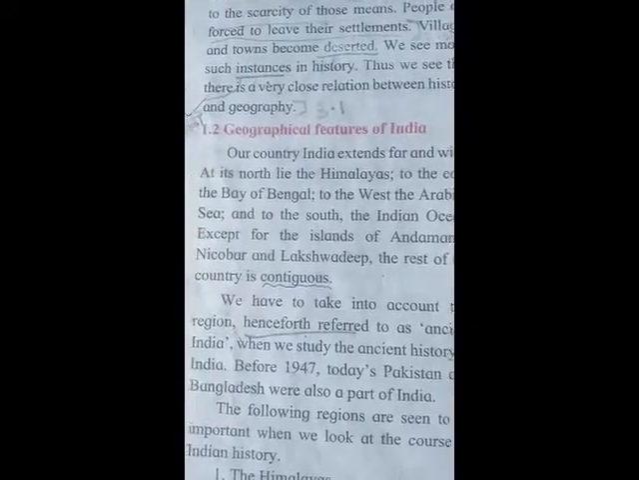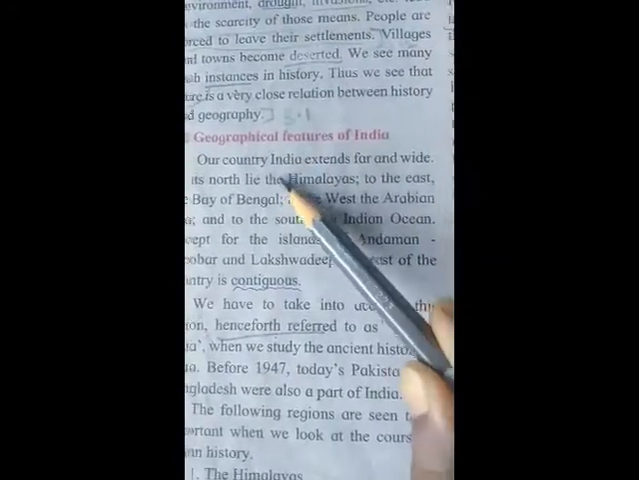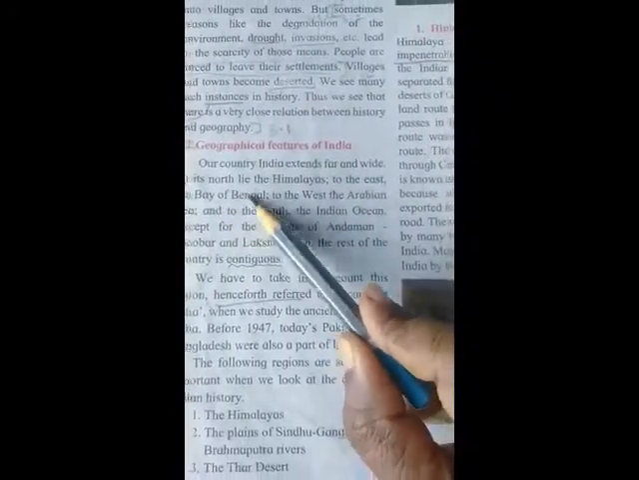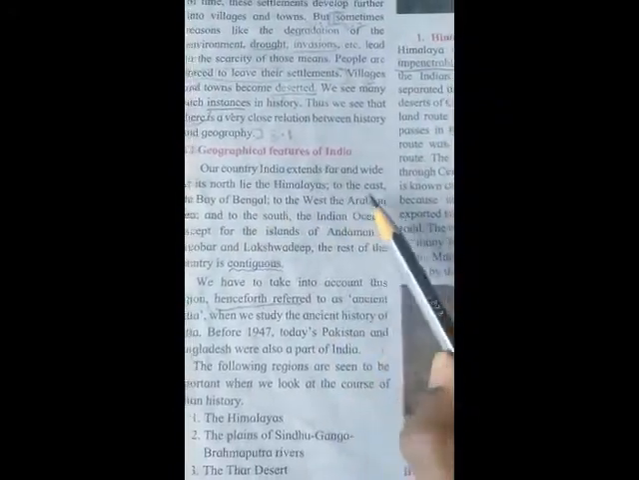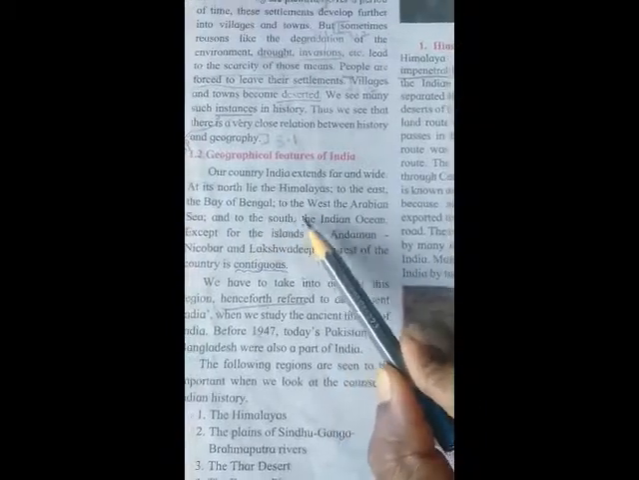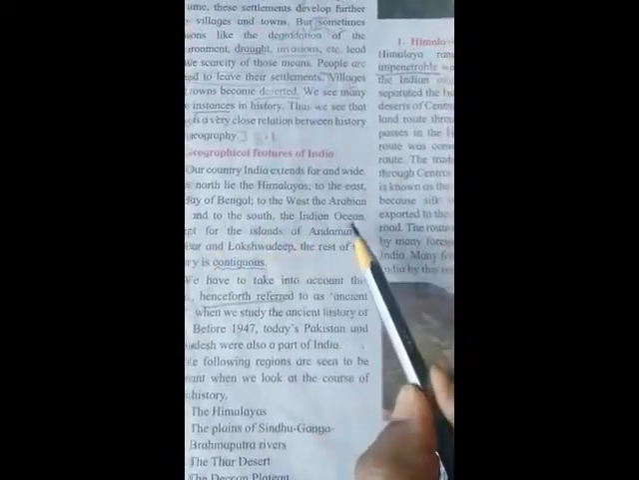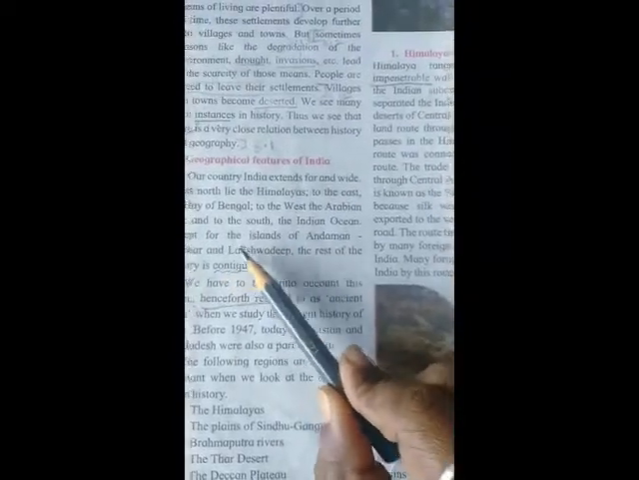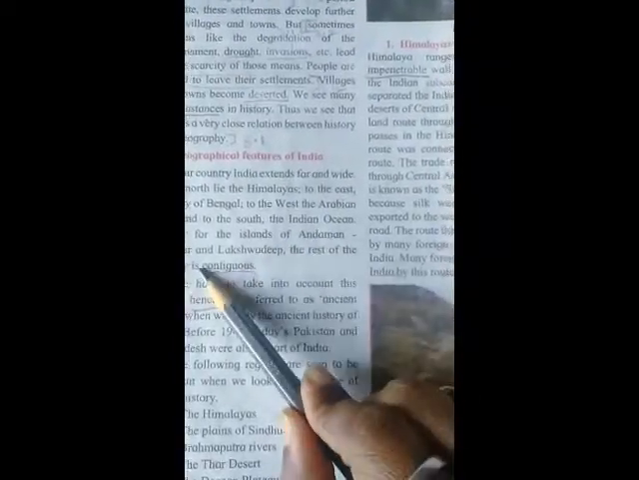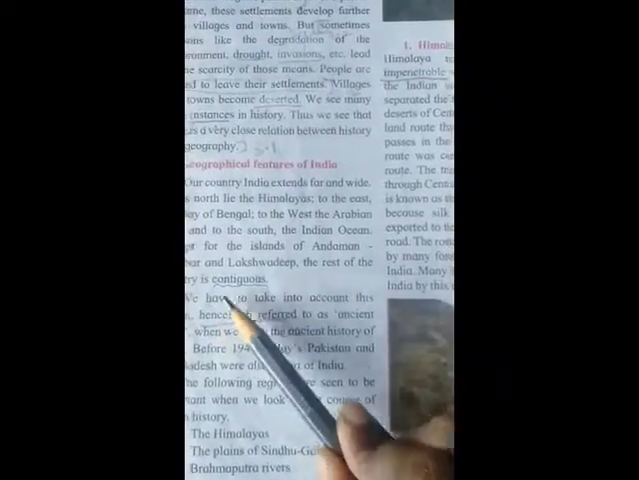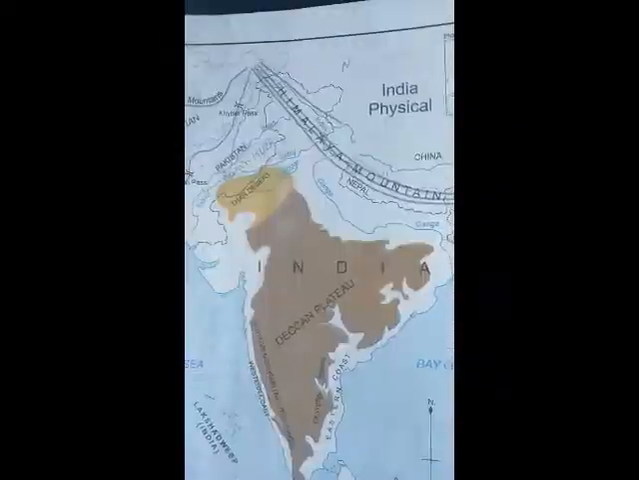Children, today we are going to learn about geographical features of India. Our country, India, extends far and wide. At its north lie the Himalayas, to the east the Bay of Bengal, to the west the Arabian Sea, and to the south the Indian Ocean. Except for the islands of Andaman and Nicobar and Lakshadweep, the rest of the country is contiguous.